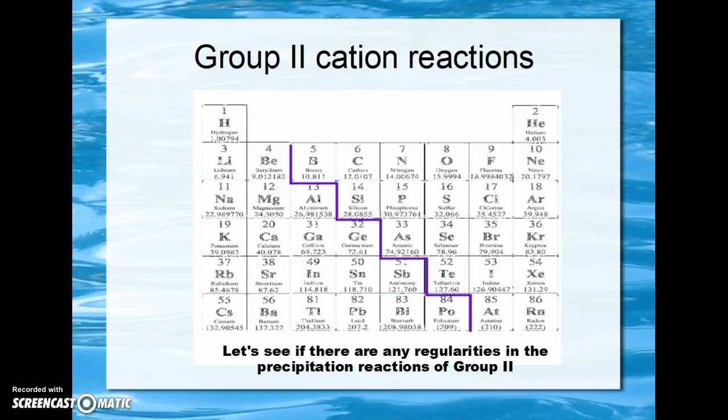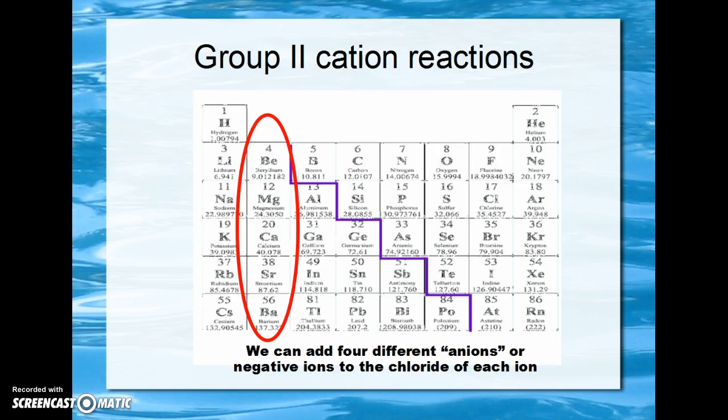Now let's see if there are any regularities in the precipitation reactions of group 2. Group 2, beryllium through barium. We can add 4 different anions or negative ions to the chloride of each ion. This is actually an experiment that we do. And that experiment will then be the next thing that you do in order to study the reactions of group 2 cations.